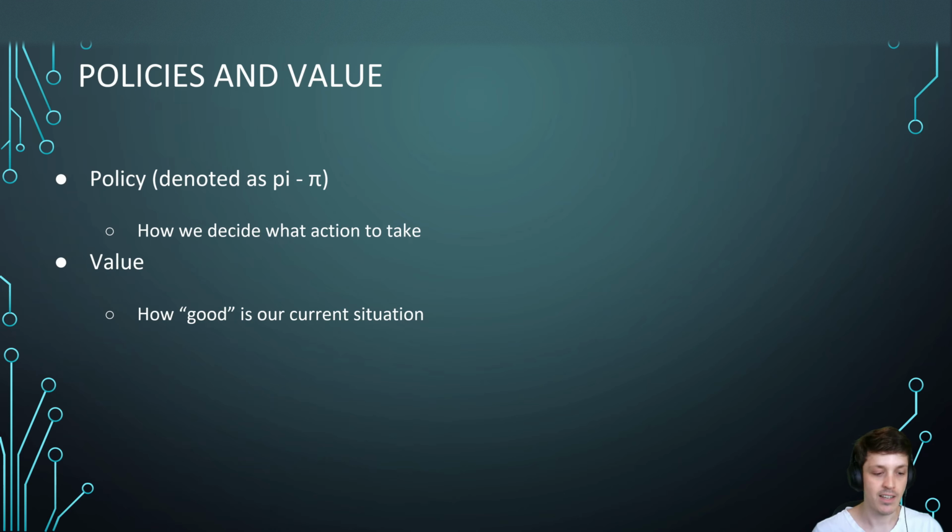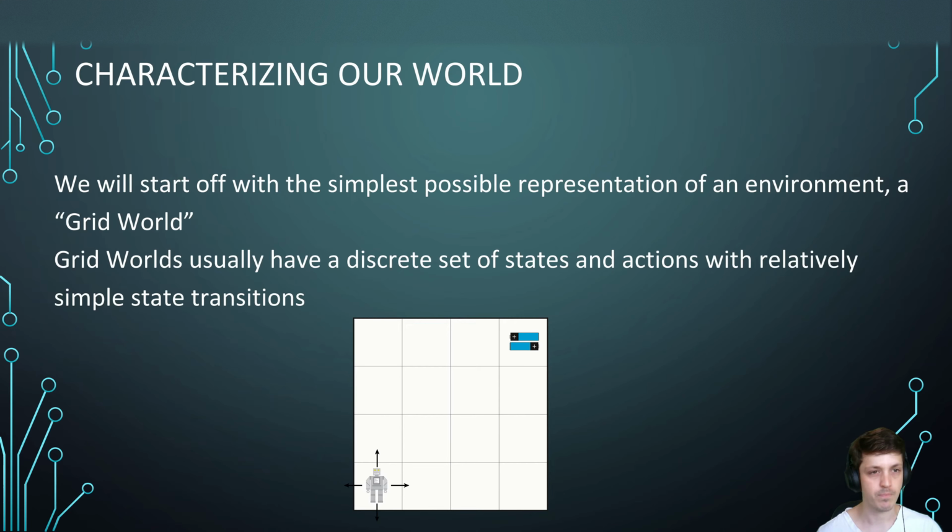So you can think of it as how close are we to achieving our task, or more specifically, how close are we to getting a reward, or how many rewards have we gotten, right? So how good is our current situation, defined by usually the rewards.